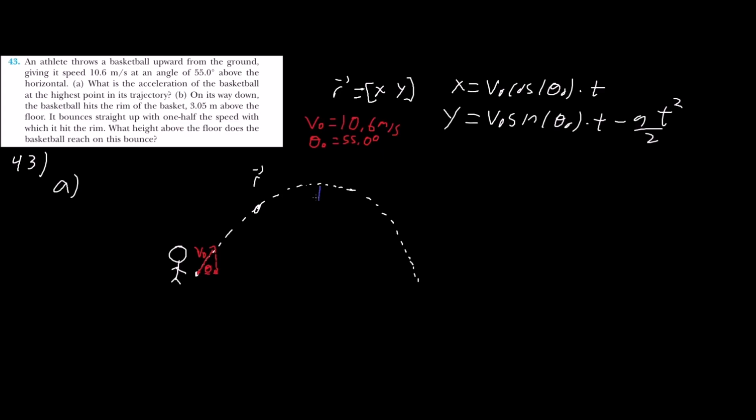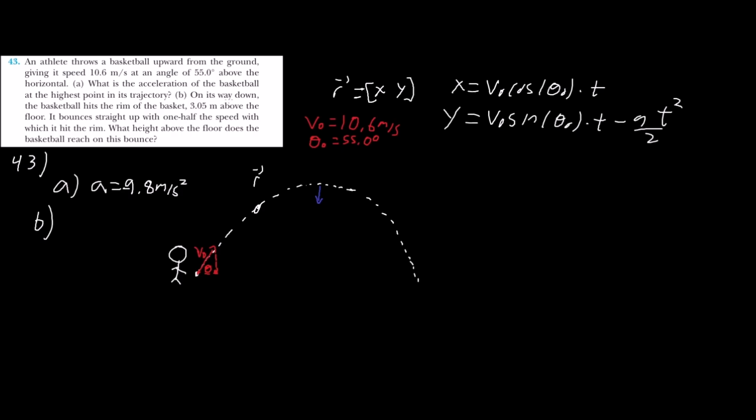Anyways, we didn't really need to do that because the question is asking what is the acceleration. The acceleration is always going to be pointing downward at 9.8 meters per second squared. So that is the answer. The acceleration is going to be 9.8 meters per second squared, and I'm going to put a negative if you want. Actually, in this case, we might as well put that. So that's part A.